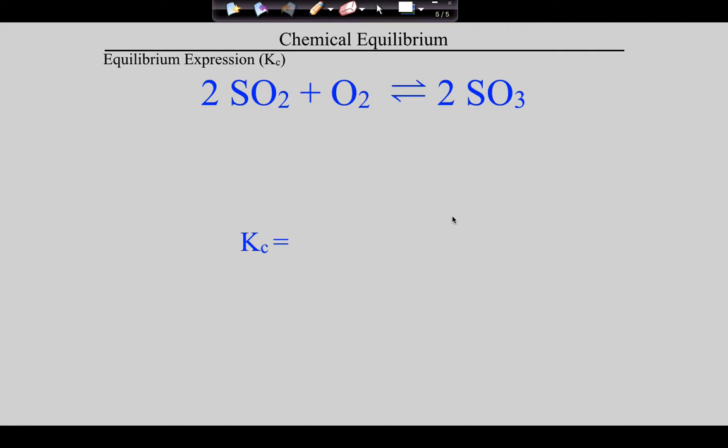Okay, so what goes on top? The right or the left? The right. What do we do with the 2 that's in front of the SO3? Did it look like this? And you put it in brackets, right? Because that matters. Okay, now guys, in the denominator, we've got SO2 squared, and then we've got O2 with no exponent.